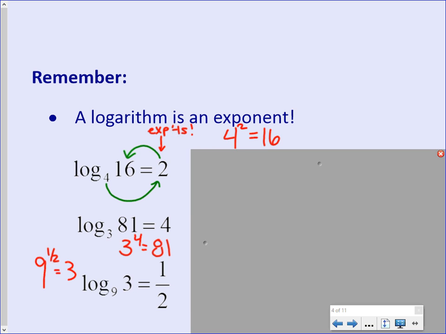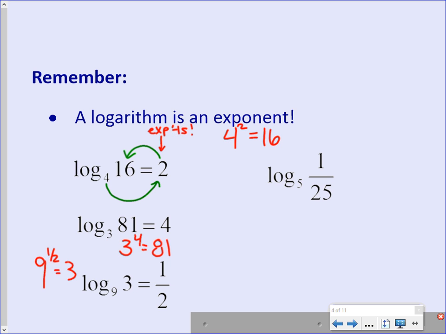So what I want you to do at your tables is come up with the answer to this logarithm. Find that exponent for log base 5 of 1/25. See if you guys can stretch your brain muscles and remember how to evaluate a log.